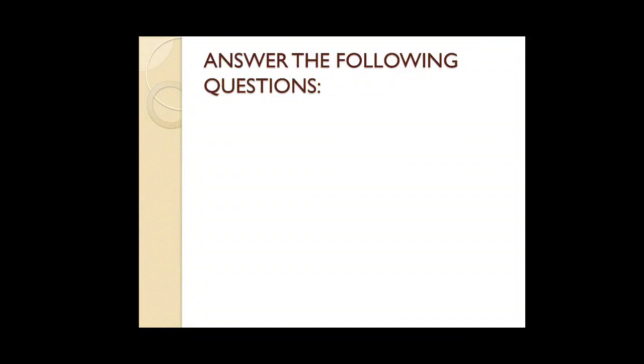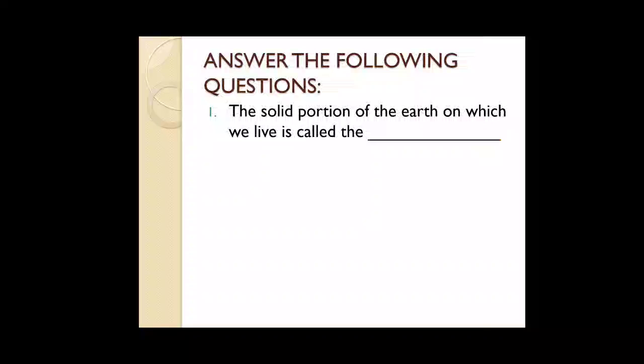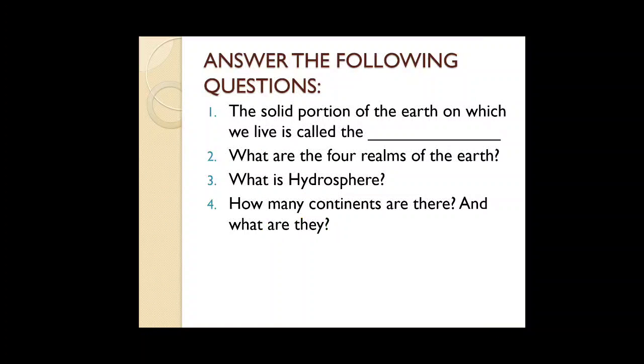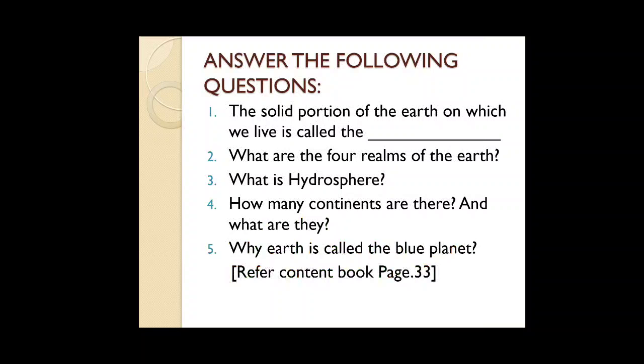So based on the video, children, there are few questions. First question, the solid portion of the earth on which we live is called dash. What are the four elements of the earth? Third one, what is hydrosphere? Fourth one, how many continents are there and what are they? Fifth one, why earth is called the blue planet? For this question, you can refer your content book page number 33 for answer.